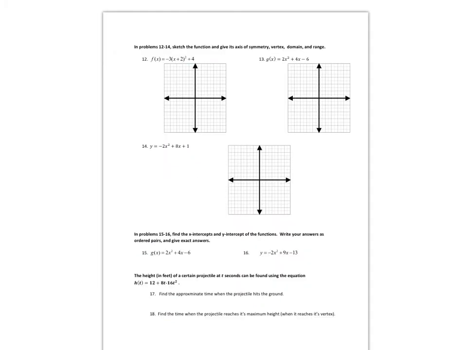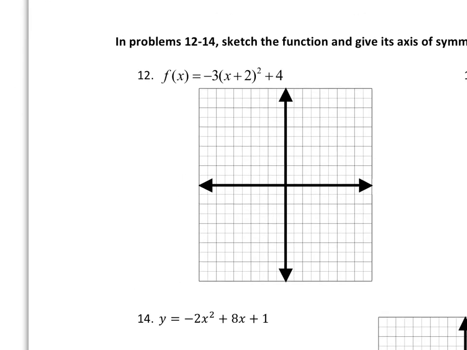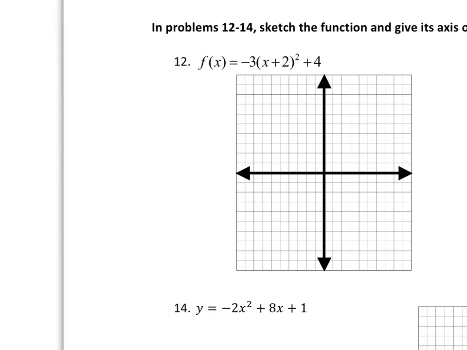Now we're going to graph some quadratics here. So we have them in different forms, these equations. So the first one we have is in vertex form. Okay, so you want to be familiar with this vertex form. This is our y equals a times x minus h squared plus k. And so we can find our important features.